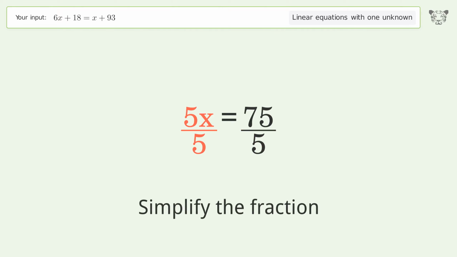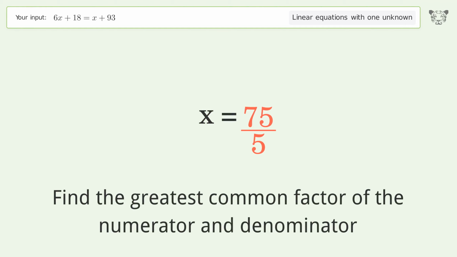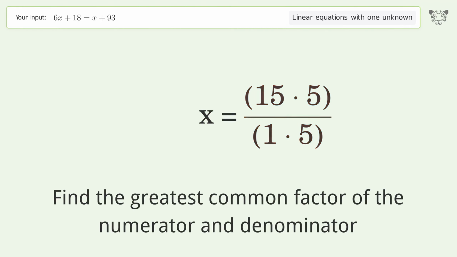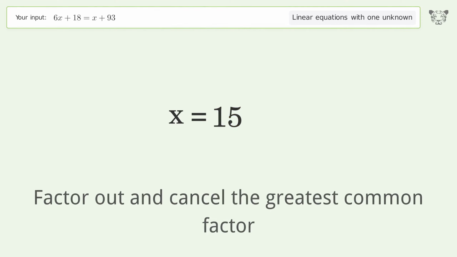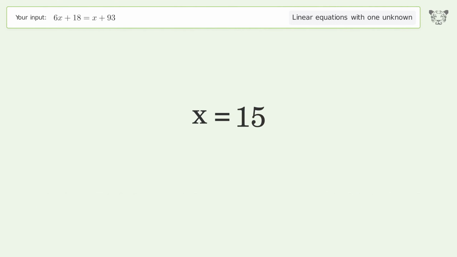Simplify the fraction. Find the greatest common factor of the numerator and denominator. Factor out and cancel the greatest common factor. And so the final result is x equals 15.